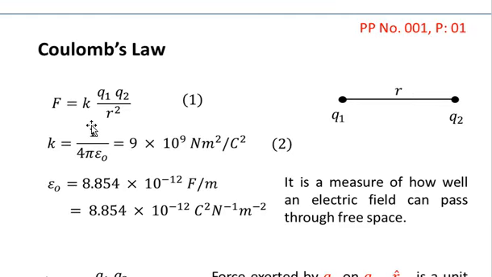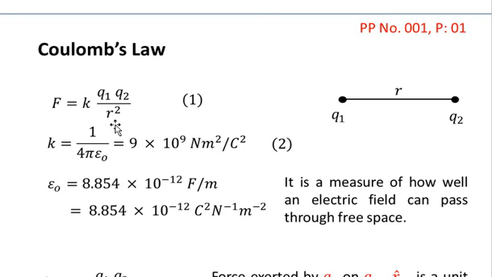This constant K is defined as K is equal to 1 over 4 pi epsilon naught, and its value after substituting the value of epsilon naught is equal to 9 into 10 to the power 9 Newton meter square per Coulomb square, where epsilon naught has a value equal to 8.854 into 10 to the power minus 12 farad per meter, or in other units this is the same value but in Coulomb square, Newton inverse and meter inverse squared. That is Coulomb square over Newton meter squared.